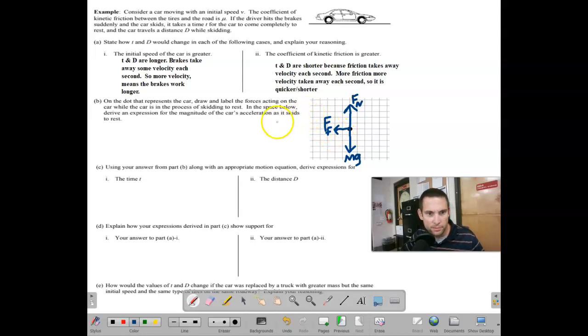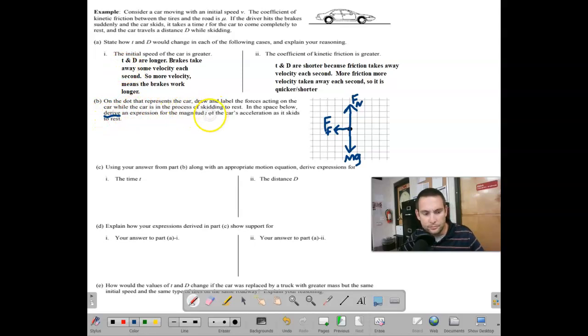In the space below, derive an expression. Yes, derive an expression. That means we get to take an equation that's given to us on the equation sheet and then just show the steps to relate it to this specific problem. Free points here. Free points when you see derive.